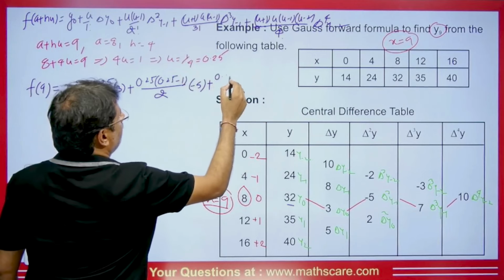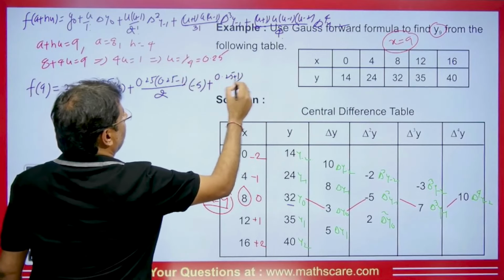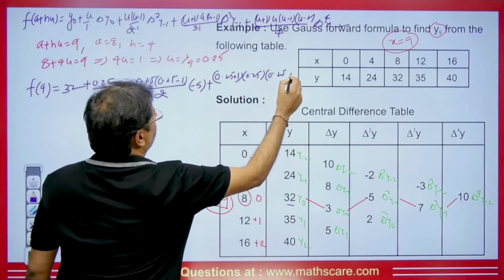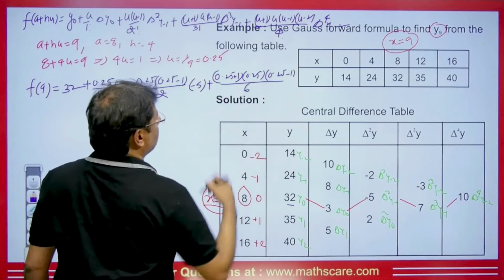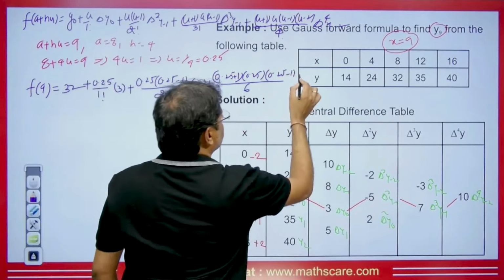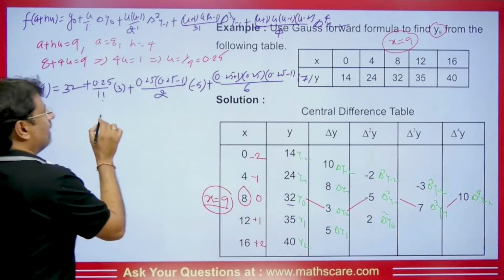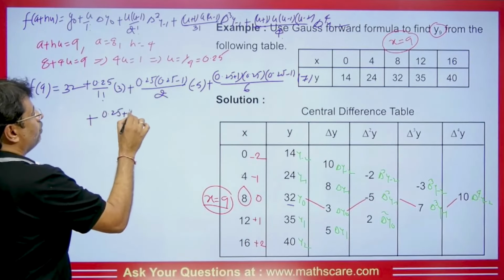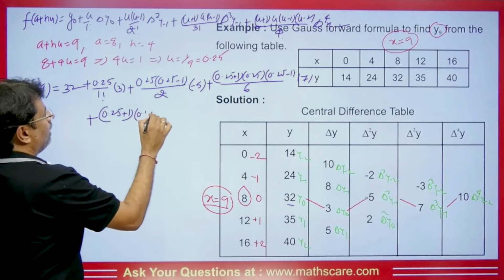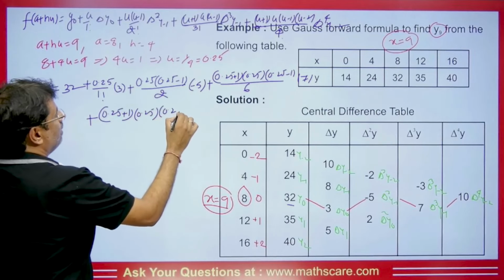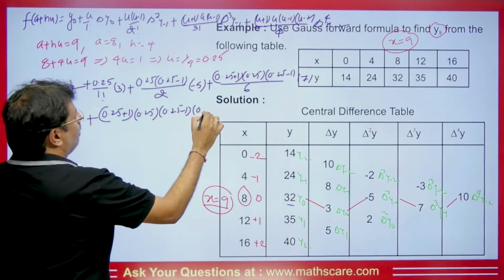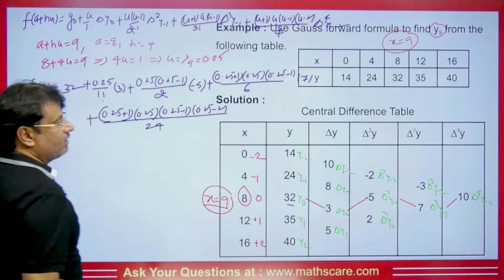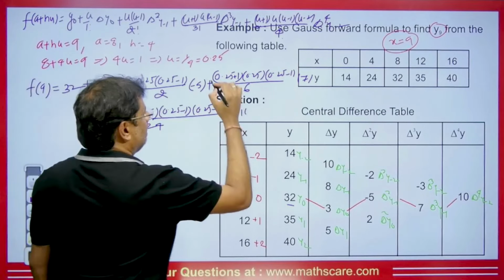We will put the value here. So we will get 0.25 plus 1 into 0.25, and the next will be 0.25 minus 1 upon 3 factorial, which is 6. So what will be the next value here? 7. Now what value will we get here? Plus 0.25 plus 1, into 0.25, and next will be 0.25 minus 1 and 0.25 minus 2 upon 4 factorial, which is 24, right? Then what will we get here? We will get 10. Okay.